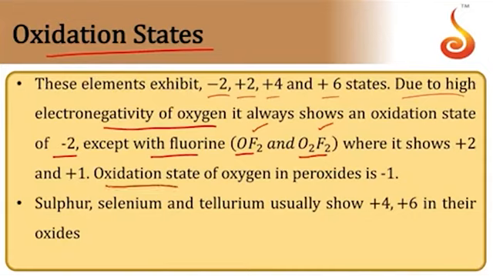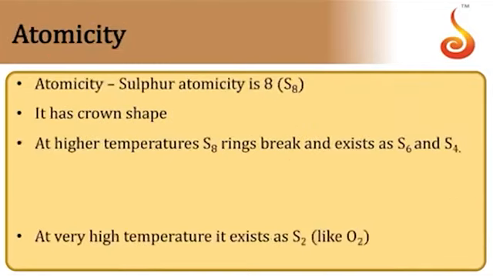The oxidation state of oxygen in peroxides is -1. So these are all exceptions. Normally it exhibits only the -2 oxidation state, in fluorine compounds it shows positive states, and in peroxides it shows the -1 oxidation state. The remaining elements, sulfur, selenium, and tellurium, normally show +4 and then +6 oxidation states in their compounds. This is regarding the oxidation states of these elements.